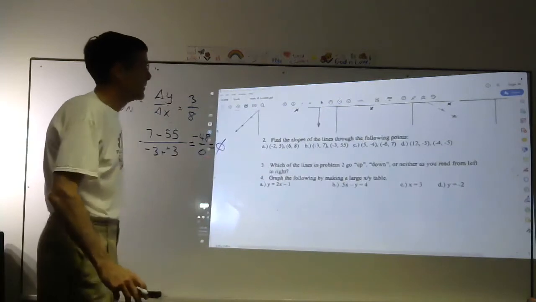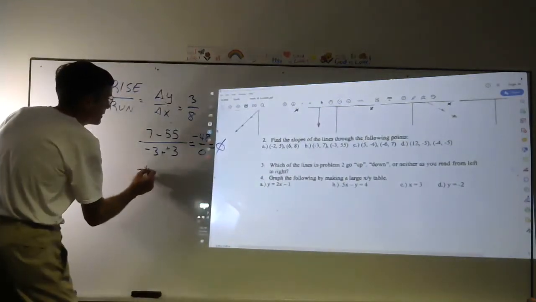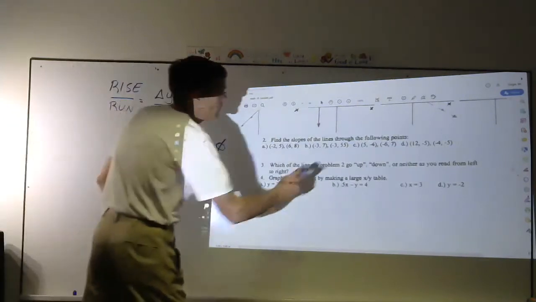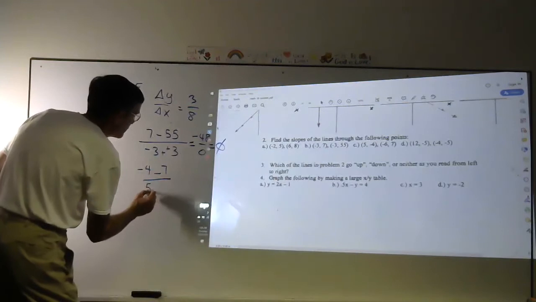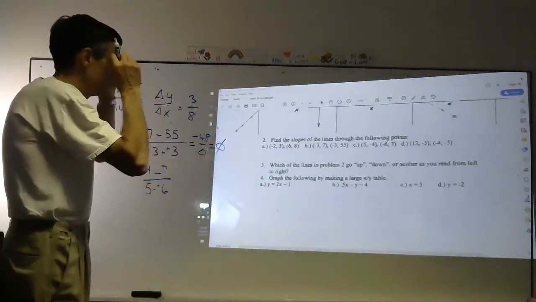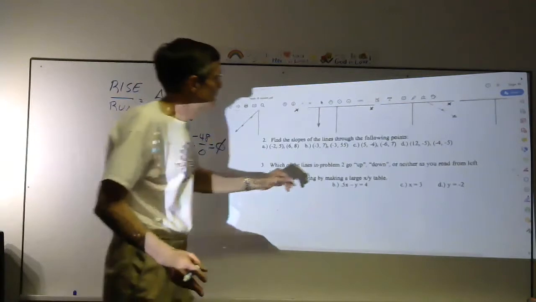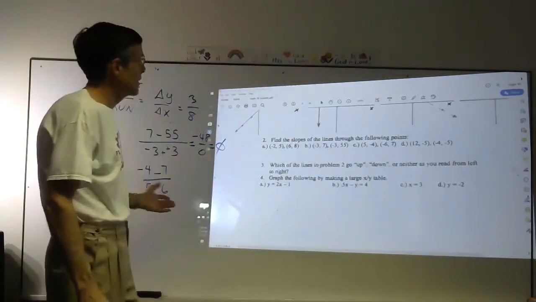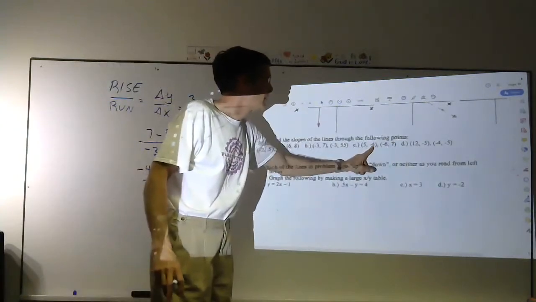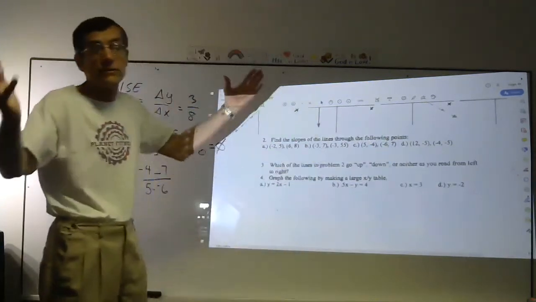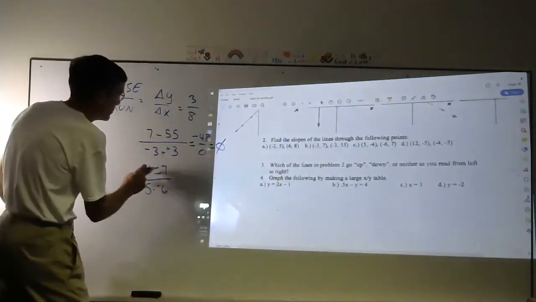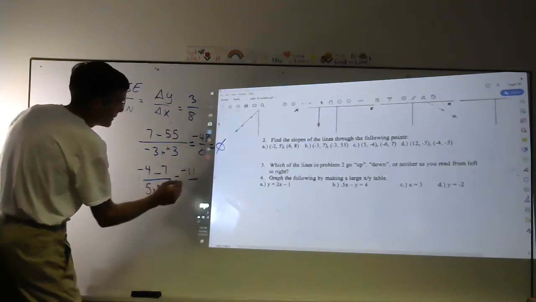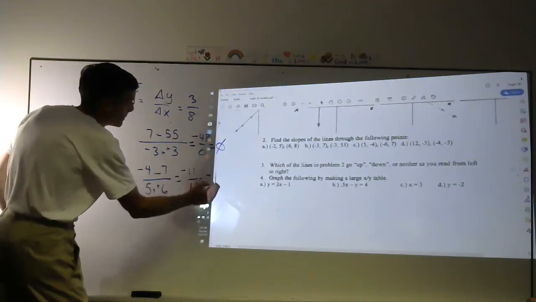Go to the next one. Subtract the y values, -4 minus 7. Okay? Subtract the x values, 5 minus -6. Now, I don't even care how you subtract. I just went from left to right. -4 minus 7, 5 minus -6. You can go backwards if you want. 7 minus -4, -6 minus 5. Doesn't matter. All right, two negatives make a bigger debt. -11. Kill the negatives. That's a +11. Slope, -1.